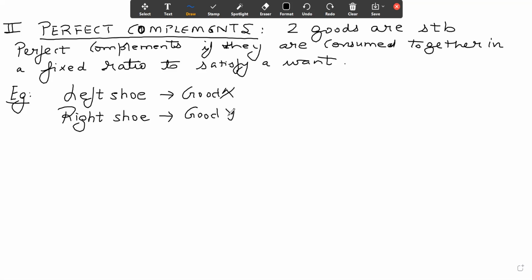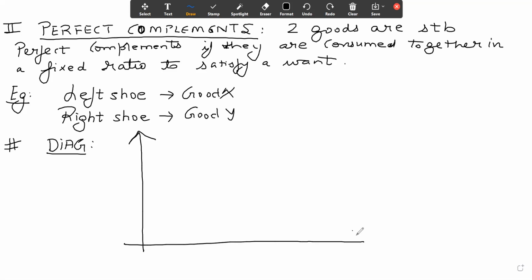Okay, so how will the indifference curve look like? So if I draw the diagram for this, on the x-axis we measure the left shoes, and on the y-axis we measure the right shoe.